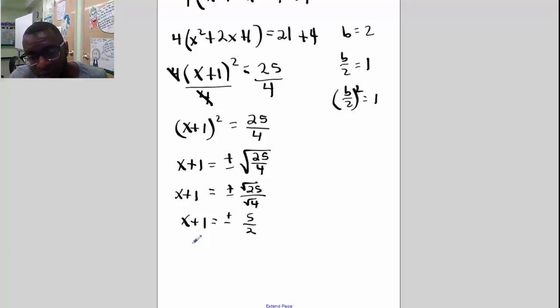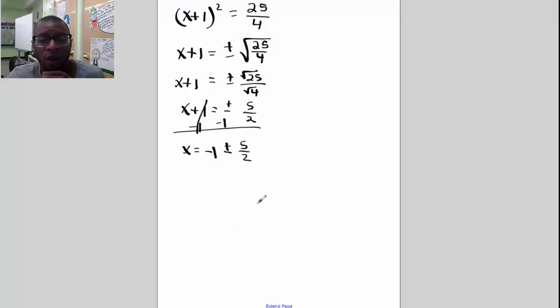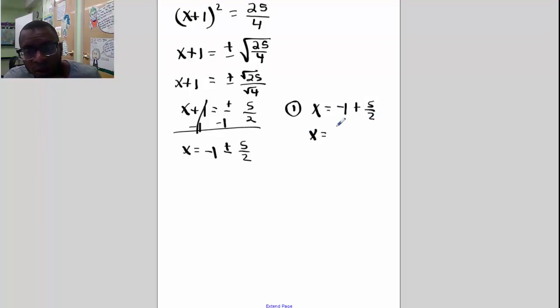And now I want to isolate my x by subtracting 1 on both sides. Okay, and so I get x is equal to -1 plus or minus 5 halves. Okay, and so now I want to separate into my two cases. So the first case I have is that x is equal to -1 plus 5/2, which is going to be -2/2 plus 5/2. So one solution is that x is equal to 3/2.